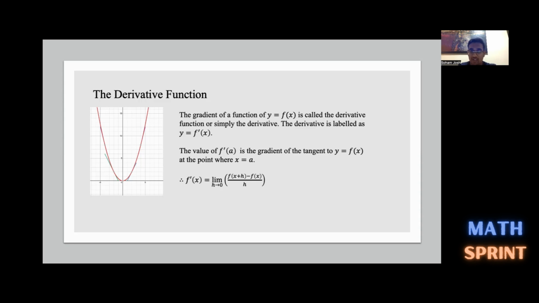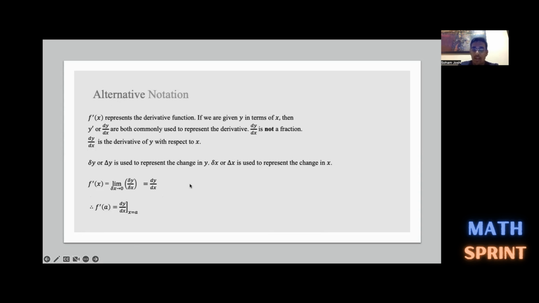So f dash. f dash of a is the value of the gradient of the tangent to y is equal to f of x at the point where x is equal to a. So f dash of x is equal to the limit of f of x plus h minus f of x, divided by h, as h approaches zero, as you can see from this limit notation here. f dash of x represents the derivative function.